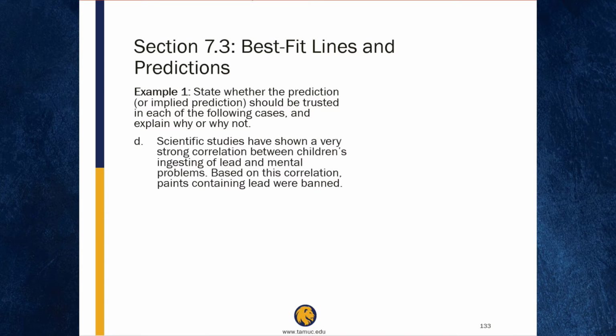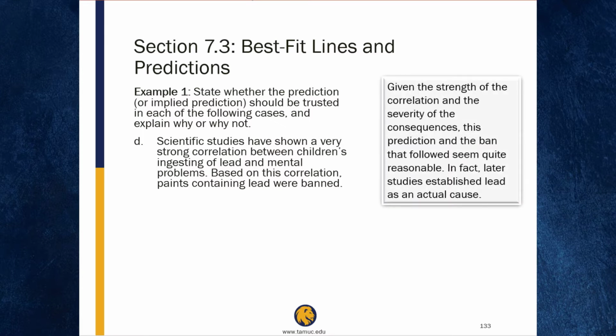A couple more scenarios here. One says scientific studies have shown a very strong correlation between children ingesting lead and mental issues. Based on this correlation, paints containing lead were banned. In this case, however, given the strength of the correlation and the severity of the consequences, this prediction and the ban that followed seemed to be reasonable. In fact, with more information and later studies, they established that lead was an actual cause. So that correlation did connect to a cause and effect relationship.